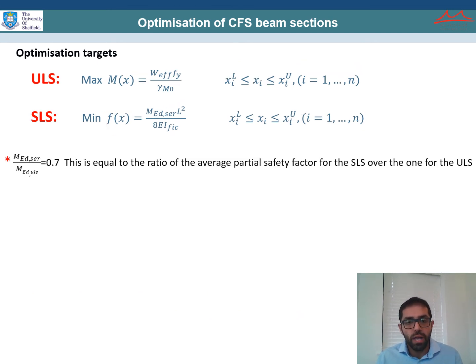For M_Ed at the serviceability limit state, it means the applied bending moment at the serviceability limit state. We consider that this ratio, the ratio of the applied bending moment at the serviceability limit state over the flexural capacity of the cross section, is equal to 0.7. This value is actually equal to the ratio of the average partial safety factor for the serviceability limit state over the one for the ultimate limit state.